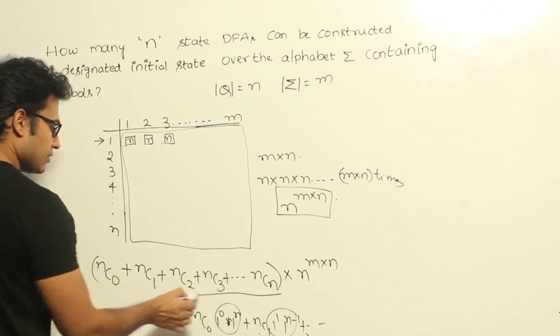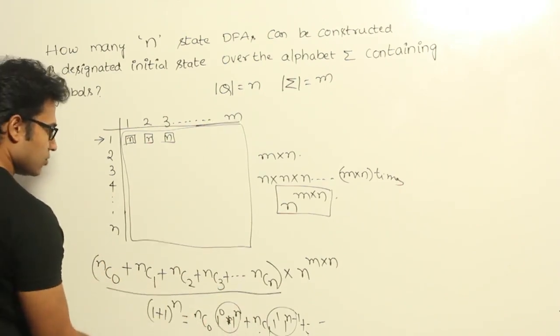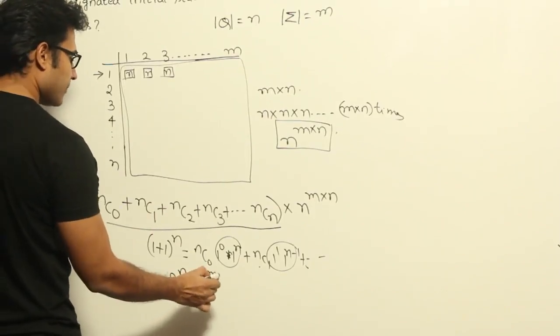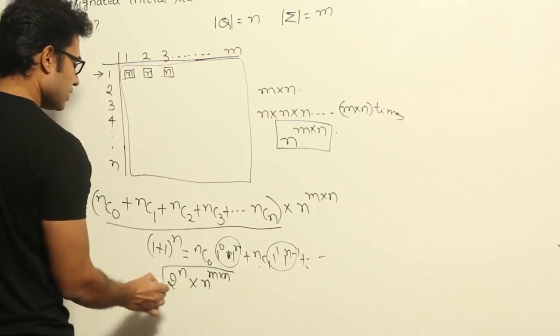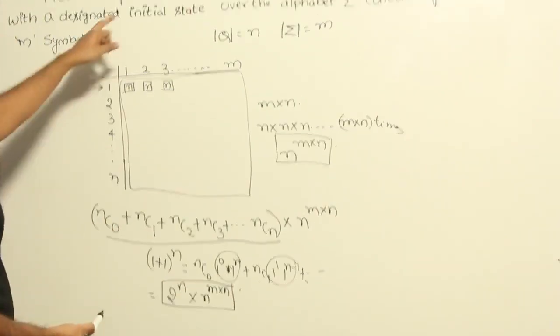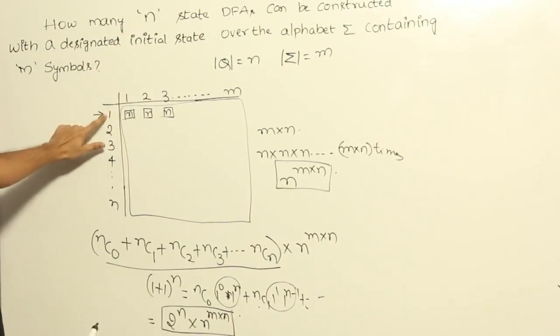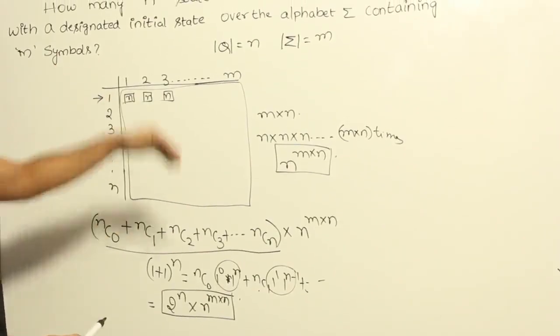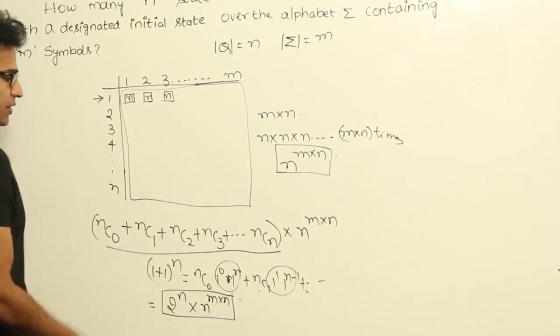So the total is going to be 2 power n multiplied with n power m into n. So this is the total number of DFAs that are possible with n states, with one of them as the designated initial state, and it contains m input symbols. Got it? Okay.